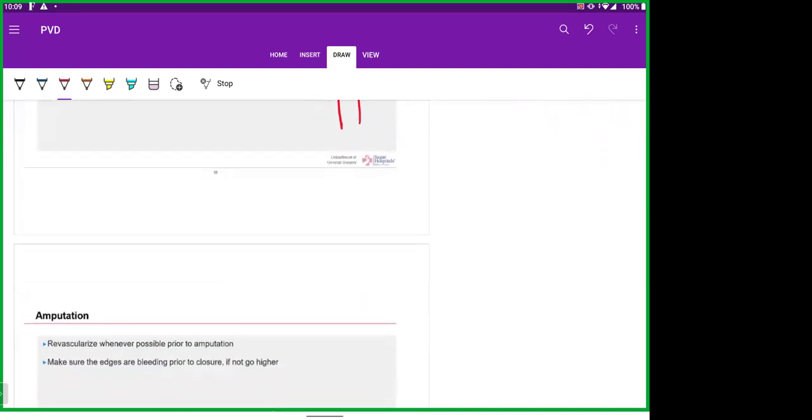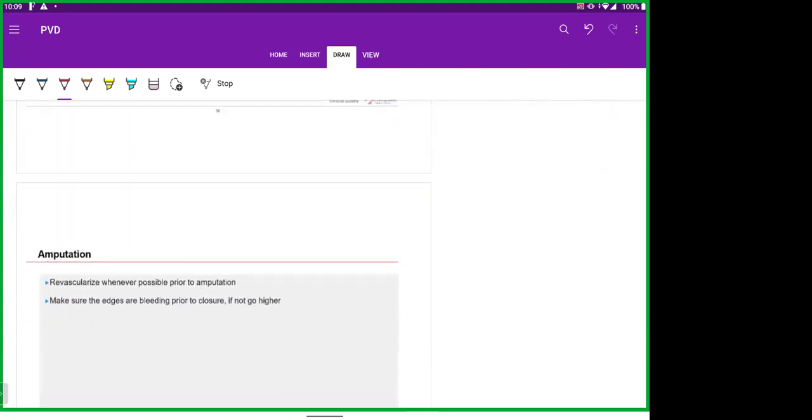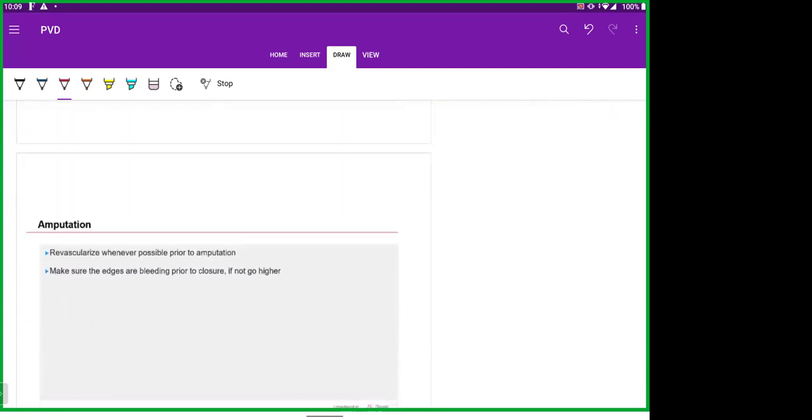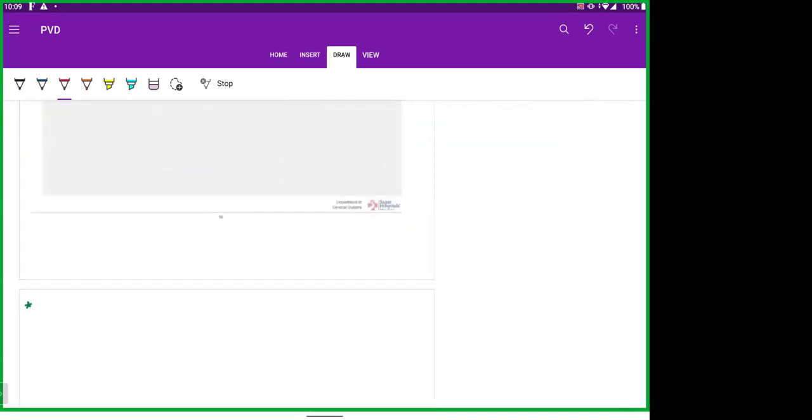And finally, when the patient is in full-blown gangrene, amputation is the final choice that we have to lessen the infection. I think Praveen has dealt with amputation earlier. So thank you, sir.